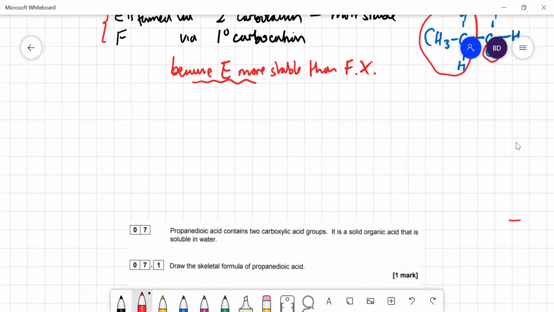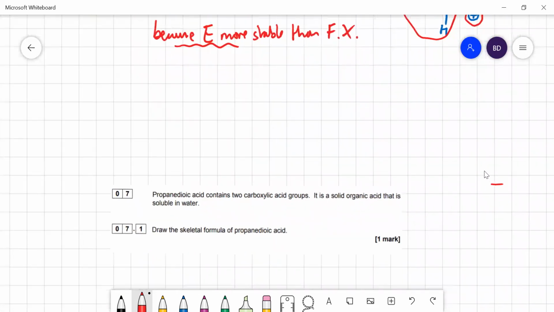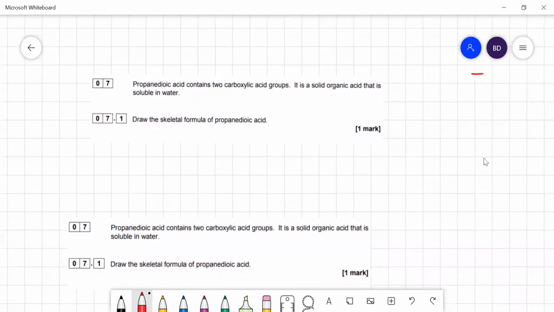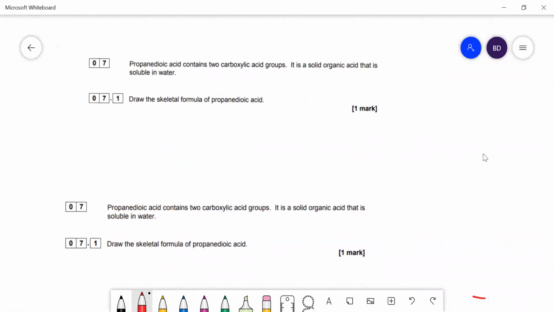Okay, 7. I'm going to do this one, but halfway through the paper, probably. Propane dioic acid contains 2 carboxylic acid groups. It's an organic solid that's soluble in water. Draw the skeletal formula of propane dioic acid. So if you're not completely familiar with skeletal formulae, I would sketch it out normally first of all, and then turn it into a skeletal formula.